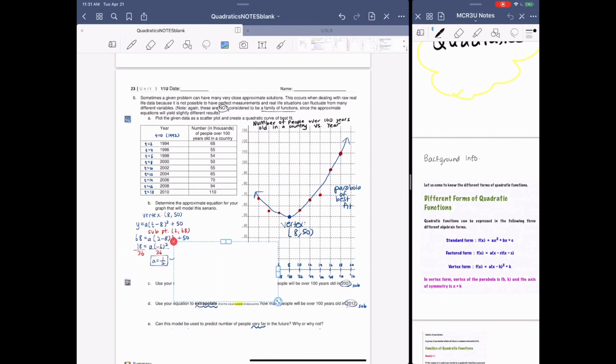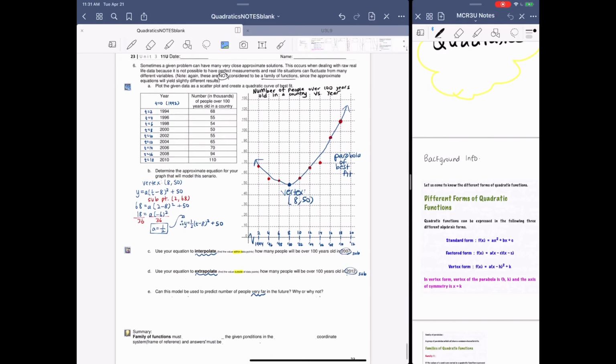And when I get a equals a half, that means I can plug it back into my original equation, and I will get the following. And the following is my approximate vertex equation.